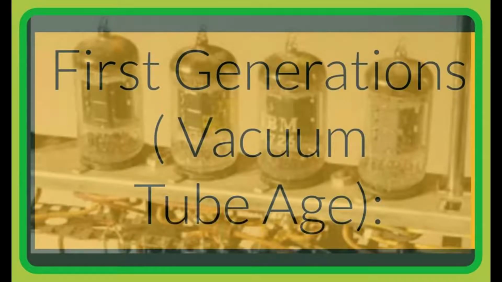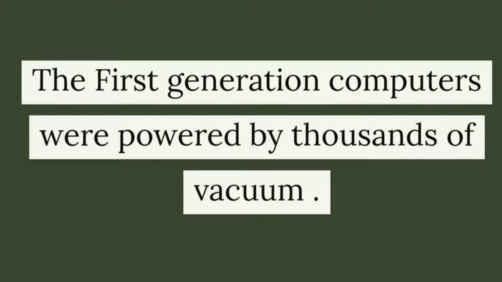First generation, the vacuum tube age. The first generation computers were powered by thousands of vacuum tubes as the active electronic components. During 1946 to 1958, first generation computers were developed. They used vacuum tubes for their hardware implementation.